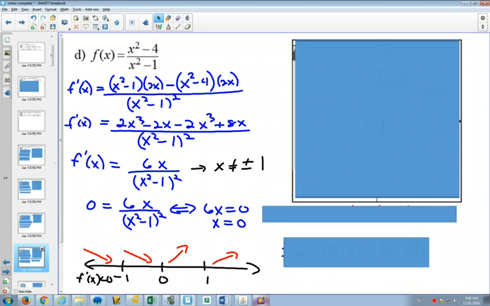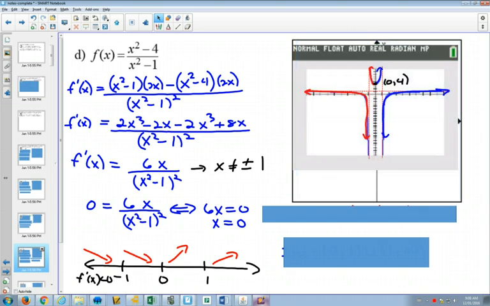So what's this going to look like? Well, where we have those non-permissible values, and we can label them right on here, we're going to have asymptotes. So at x equals negative 1 and x equals 1, we have asymptotes.